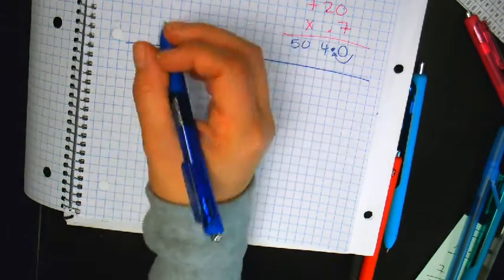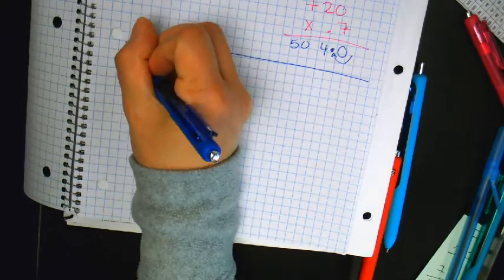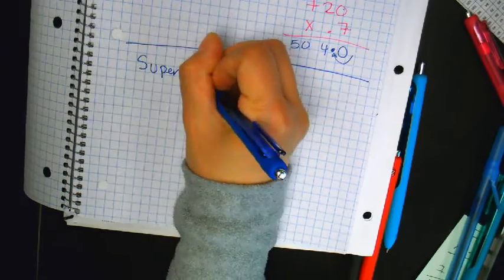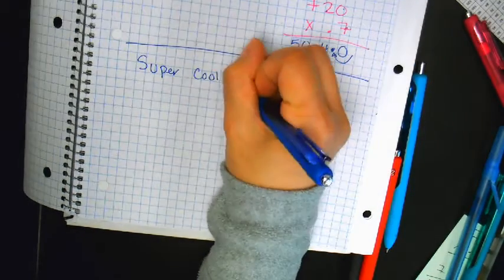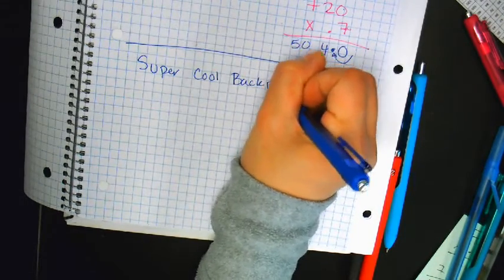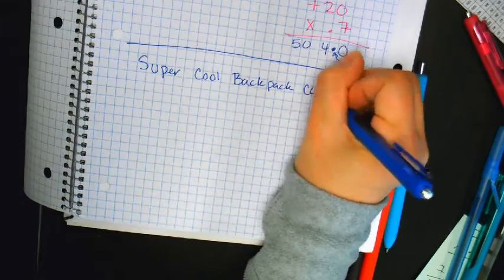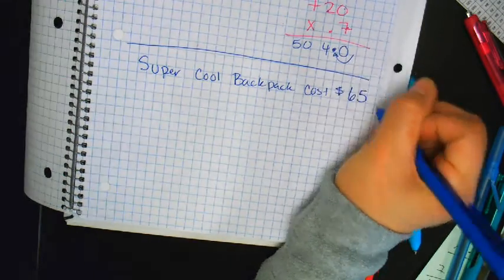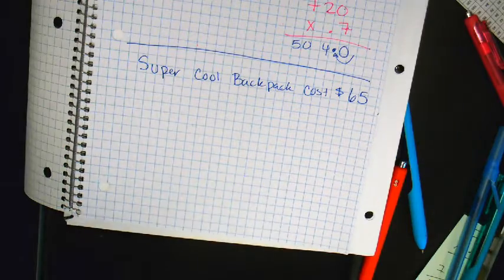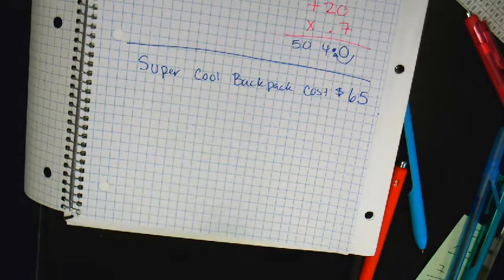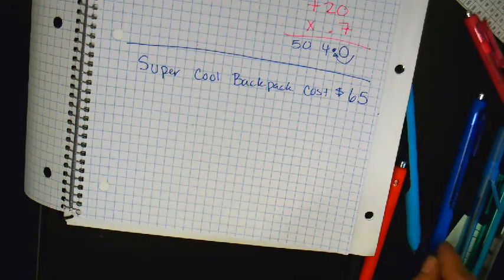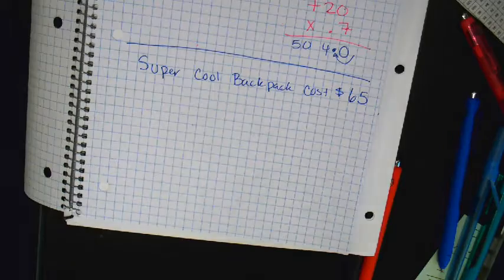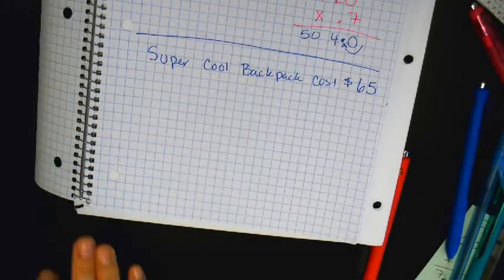Alright, let's say my super cool backpack. Stripes and stars and blue. It costs $65. What do you mean? Backpacks, some backpacks are super expensive. You could have bought a comically large spoon with that money. You could have bought 2.